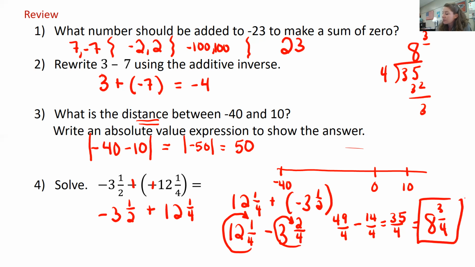8 3/4. Or you could plug this original problem into your calculator exactly the way it's written, with the parentheses and everything, the minus signs and the negative signs. This calculator is awesome. You should all have one. The Texas Instrument TI-30XS Multiview. And it's got a fraction button. And above it, you can even make a mixed number.